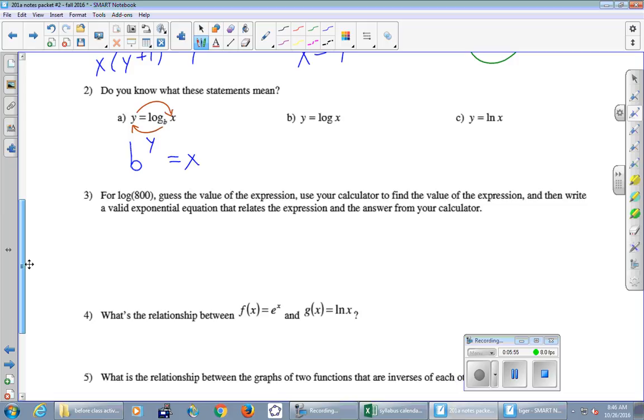Okay, same idea here. If there's no base given, then what is the base? It's a 10. So invisible 10 there means what to the what equals what? 10 to the y equals x. So invisible means the base is 10.